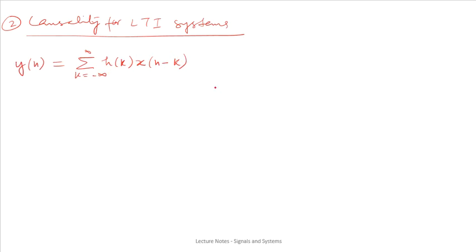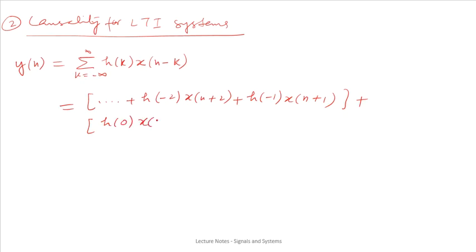I can write it in the expanded form. Let's suppose h[minus 2] x[n plus 2] plus h[minus 1] x[n plus 1] plus h0 x[n] plus h1 x[n minus 1] plus h2 x[n minus 2], and so on.